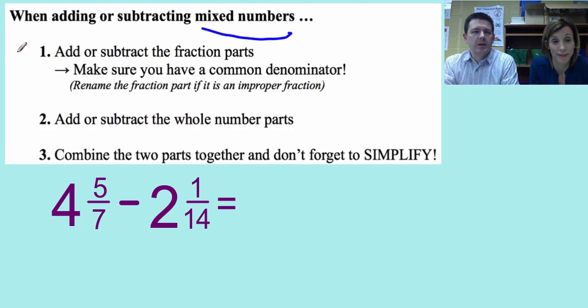So we have 3 steps to write in our notes. First, we're going to add or subtract the fraction parts. So again, make sure you have a common denominator. Occasionally, the fraction part will become a... Wait. Should I be writing this down? Yes, you should be writing all of this down. Okay. Just like always. Second step is you're going to add or subtract the whole number parts, and then put it all back together. It becomes a mixed number when we're all said and done.